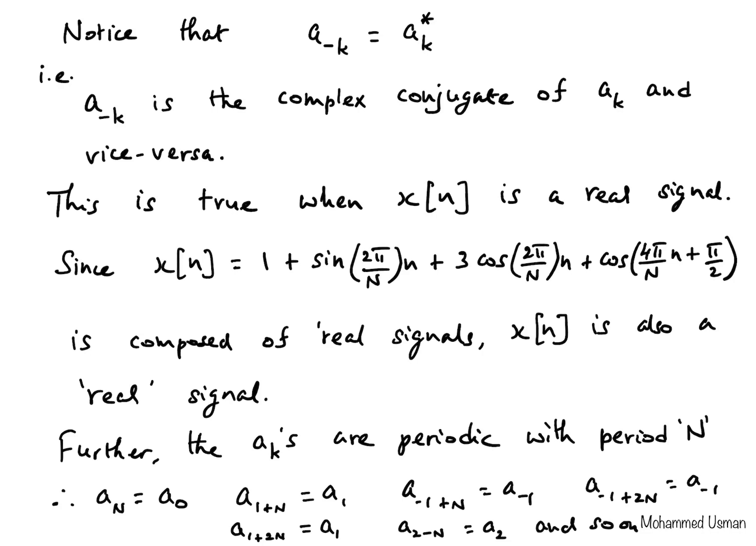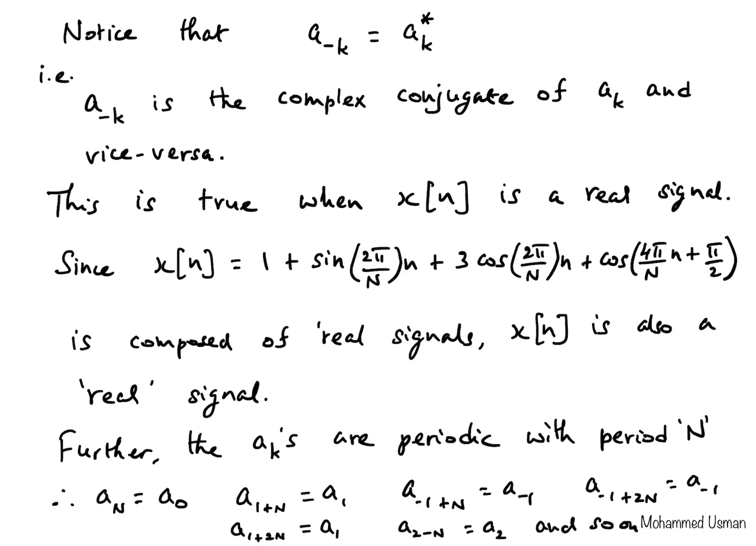So a minus k is the complex conjugate of ak, which is ak star. And similarly, ak is the complex conjugate of a minus k. And this is something which we have discussed in the properties of Fourier series for continuous time as well. For signals that are real, the Fourier coefficients for negative indices of k are the complex conjugates of the positive indices of k. So a minus k is the complex conjugate of ak, and that is true for real signals.